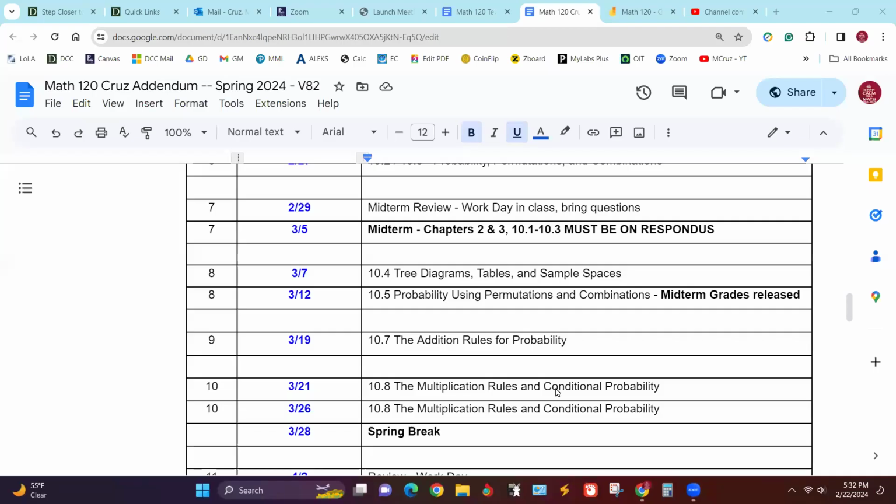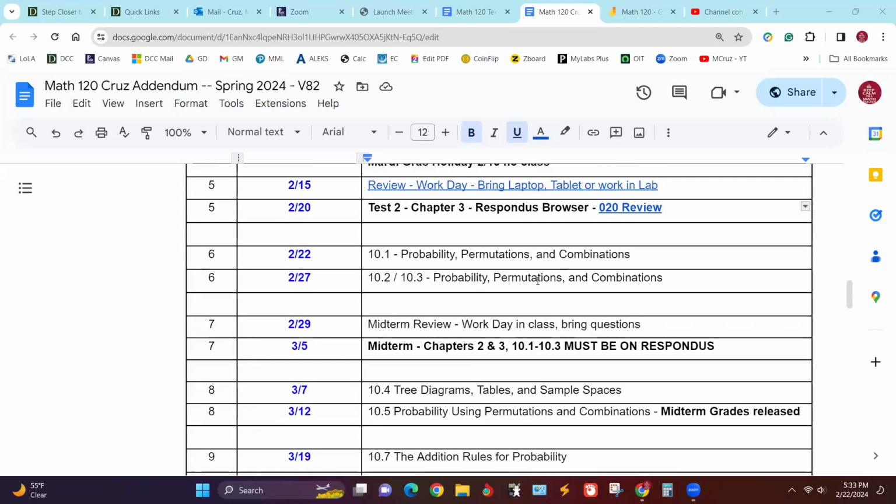I've got the calendar up here for the 120, just so you can see what we're up to in regards to time. We've got to be ready for the midterm in a little less than 2 weeks. I'm going to be going over 10.1 through 10.3 in the 120 portion. It's not as much as it looks like.